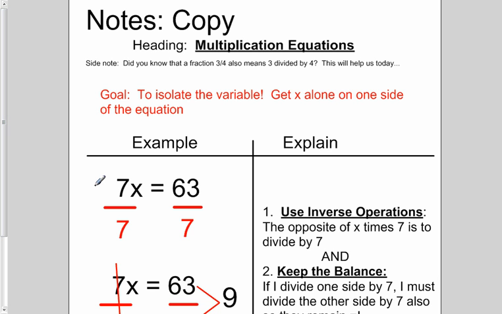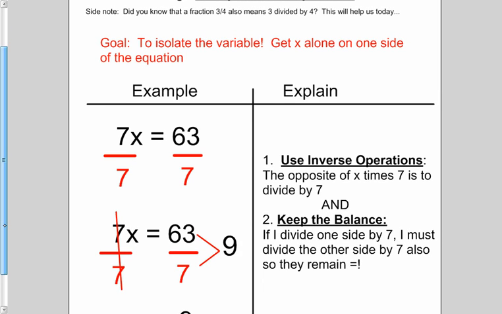So here's our example today. 7x equals 63. So first step, we're going to use inverse operations. The opposite of x times 7 is to divide by 7. So the easiest way to show this is to just do a fraction bar instead of the division sign. It's really quick and easy. So divide by 7 and then divide by 7. We had to keep the balance. If I divide one side by 7, I must also divide the other side by 7 as well.